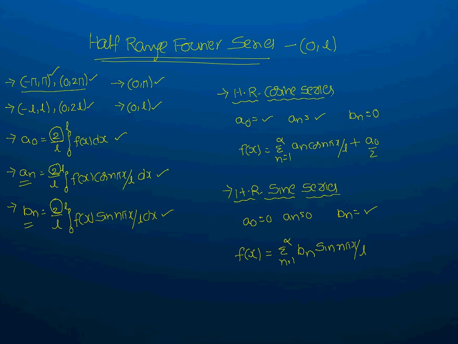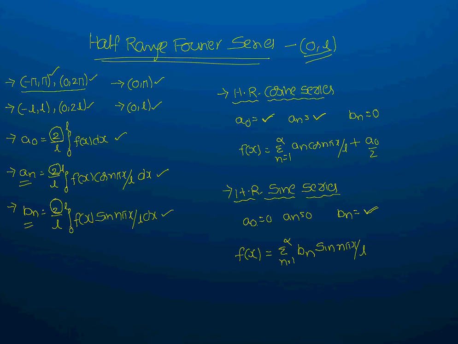So for the half range cosine series, only the A naught and an terms will exist and bn you have to consider as 0. For the half range sine series, a naught and an are equal to 0 and only bn exists. This is about the half range Fourier series in the interval 0 to L.